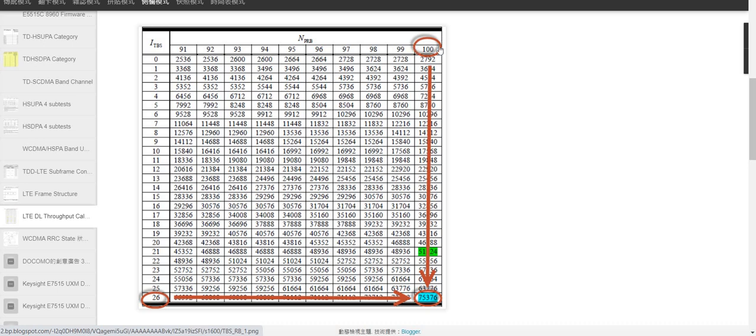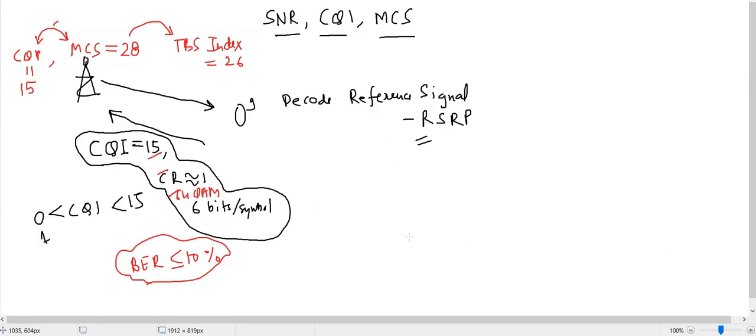suppose in our network only one UE is there. In that case, if you are using 20 megahertz bandwidth, which has 100 PRBs, then all those 100 PRBs will be allocated to that UE. In that case you can transmit this amount of bits, and remember this is bits per subframe. All these values are bits per subframe. So 75376 bits can be transmitted per subframe. Okay, let me write these things here as well.